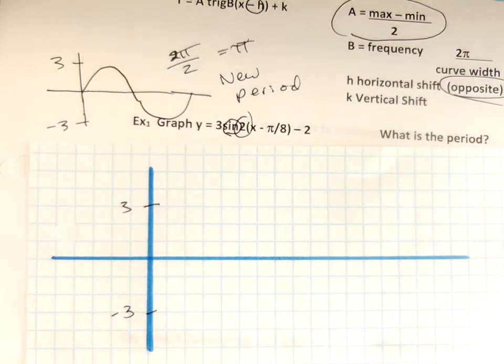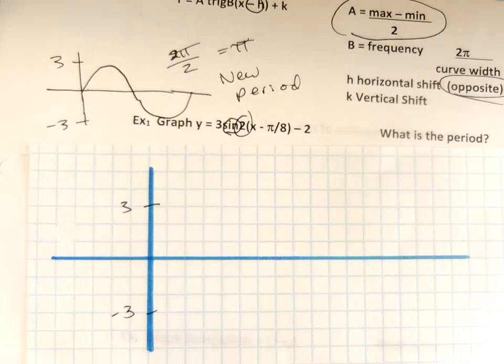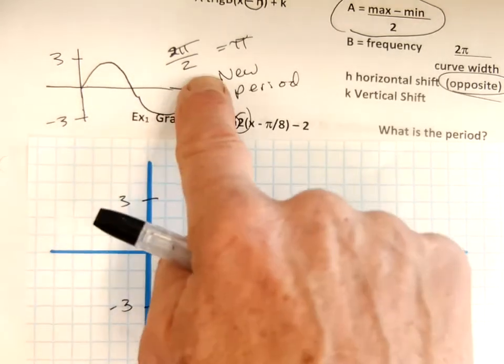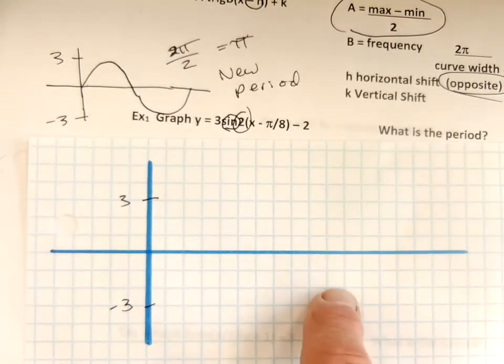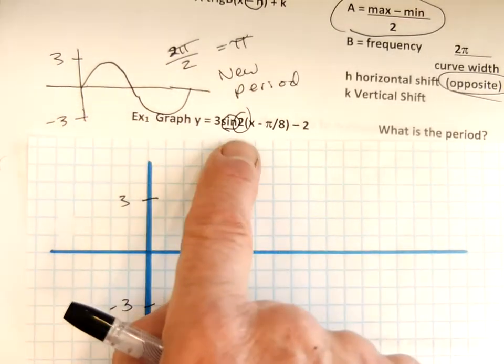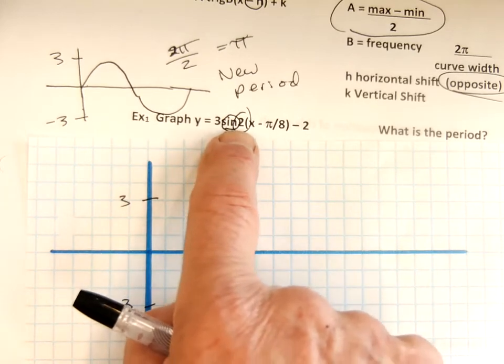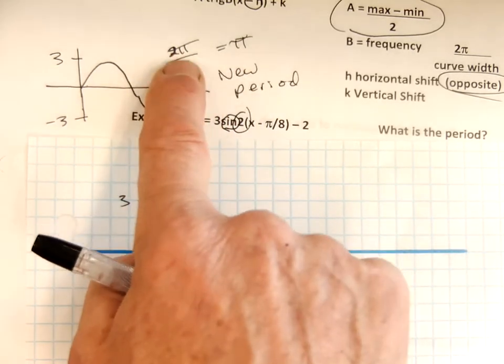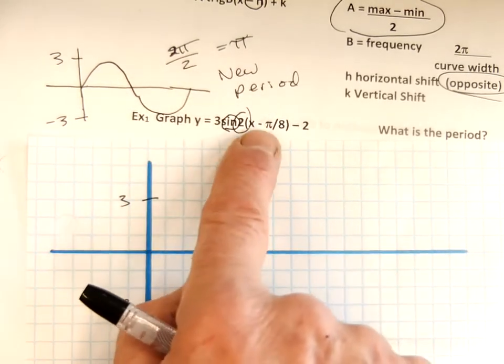3 to negative 3, because the amplitude's 3. I need this shape, my sine curve, between 0 and pi. Okay? So the new period is pi because it's 2 pi, always 2 pi, divided by the frequency.